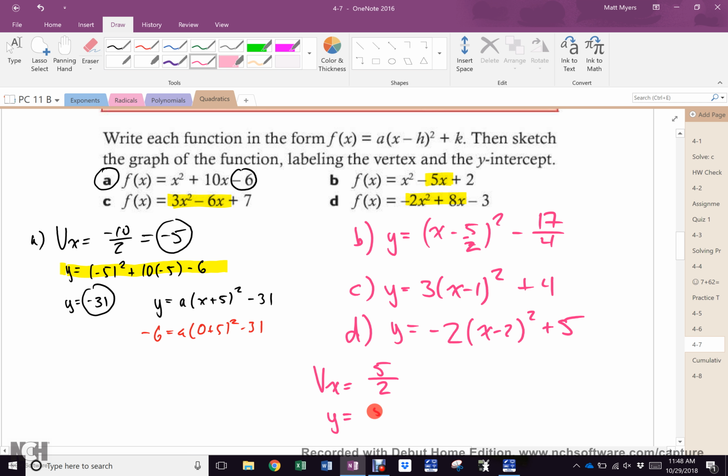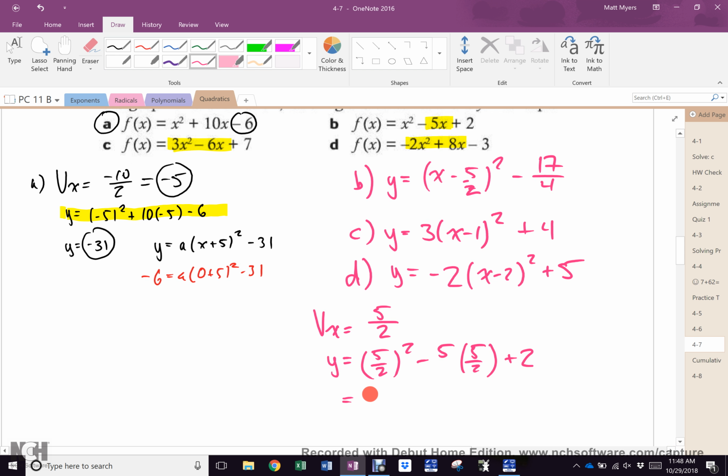Y equals 5 over 2 squared minus 5 times 5 over 2 plus 2, which is 25 over 4 minus 50 over 4 plus 8 over 4. 25 minus 50 is negative 25, plus 8 is negative 17 fourths. So that's your y-intercept. So that goes there, and you already had the x right there.